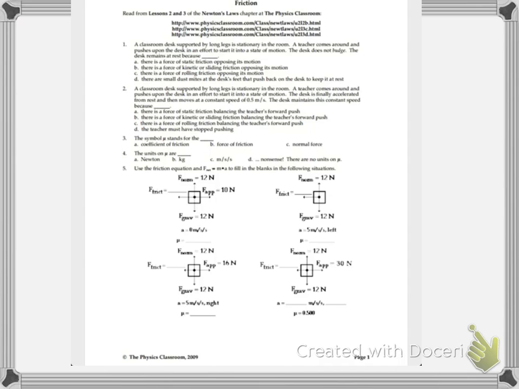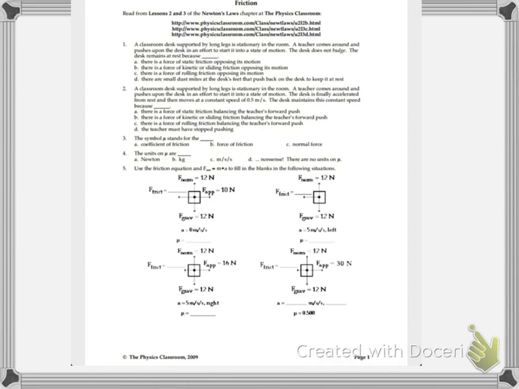So number one is asking, there's a classroom desk that is stationary in the room. The teacher tries to push it to start it moving, but it doesn't budge. So why is the desk remaining at rest? Well, we know there are two different types of friction: static friction and kinetic friction. Static friction is what's going to oppose the object beginning to move, and kinetic friction is what's going to oppose movement once it's begun its motion.